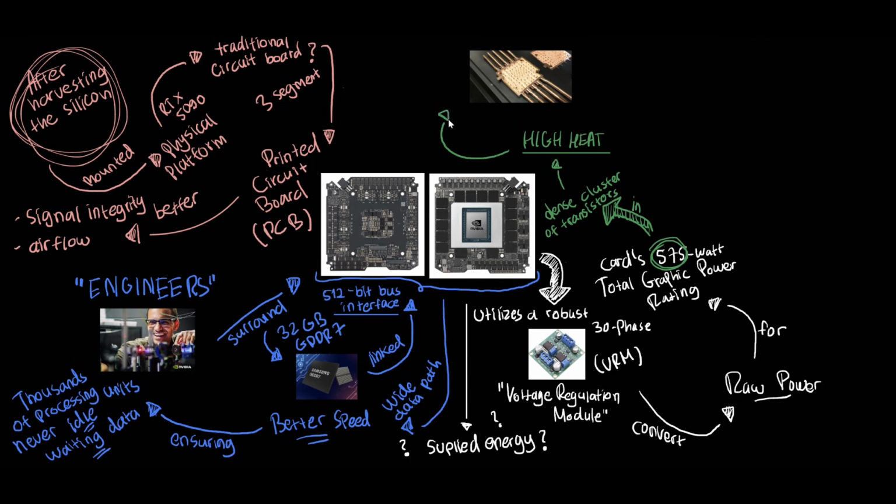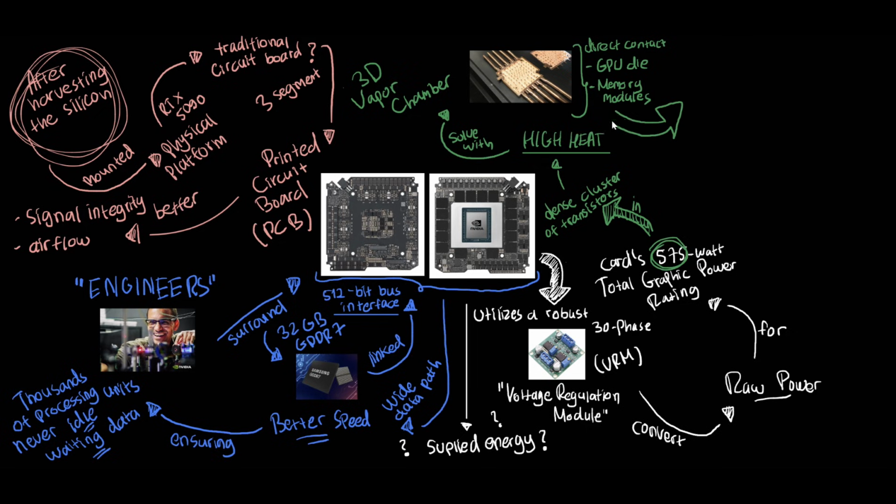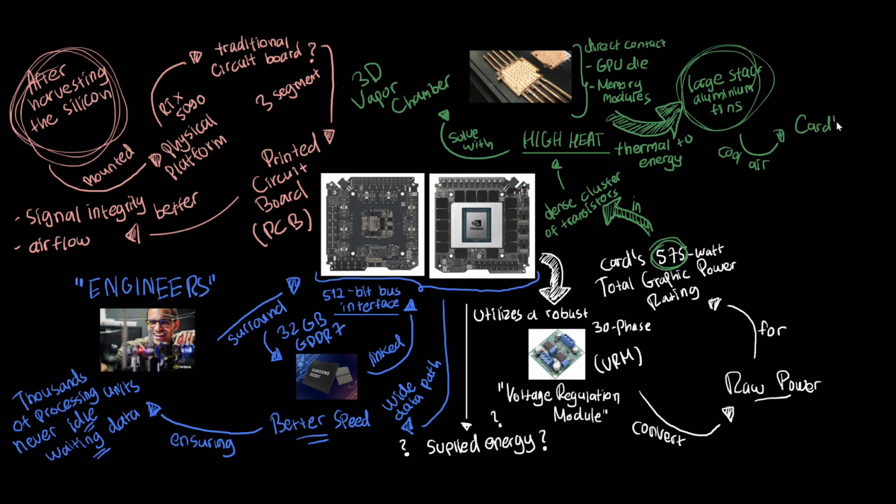To keep the silicon from reaching its thermal limit, the card utilizes a sophisticated cooling solution featuring a 3D vapor chamber that makes direct contact with the GPU die and the memory modules. This chamber efficiently transfers the thermal energy into a large stack of aluminum fins, where a dual axial flow-through fan system pulls cool air directly through the body of the card, expelling the waste heat out of the back of the chassis.